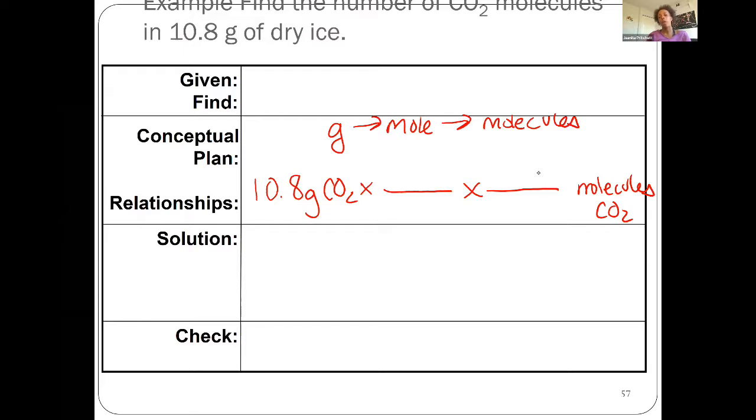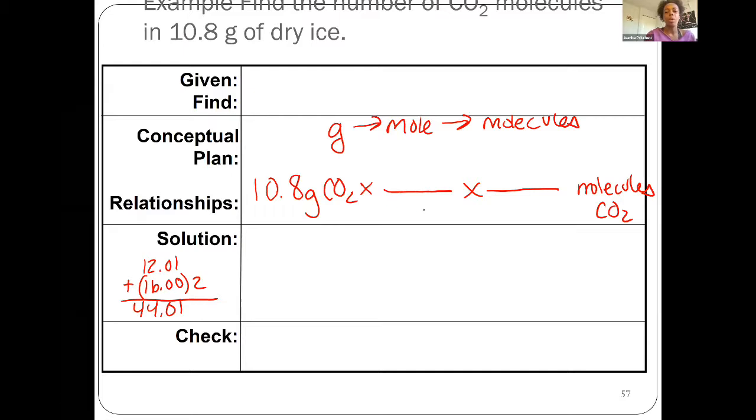We know to go from grams to moles, we need the molar mass, and that comes from the periodic table. So we would take the mass of carbon, which is 12.01, plus the mass of oxygen, which is 16, but remember, there are 2 of them. So make sure you multiply that by 2, okay? And so that gives me 16 times 2, which is 32, plus 12.01. Always make sure you take those masses to at least 2 places past the decimal. That gives us 44.01 as the molar mass.